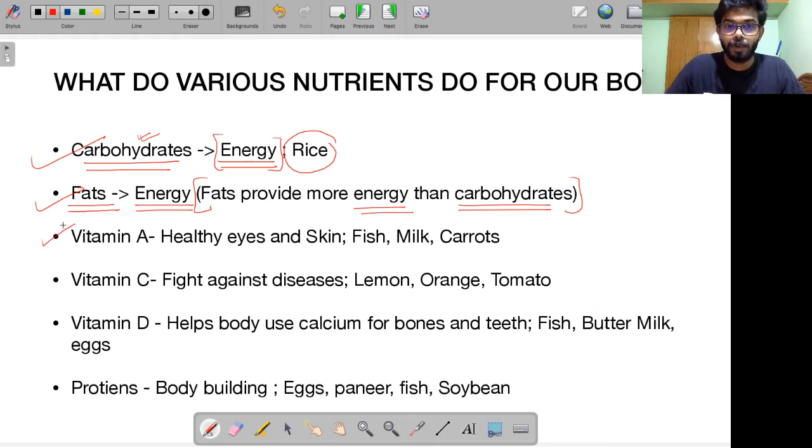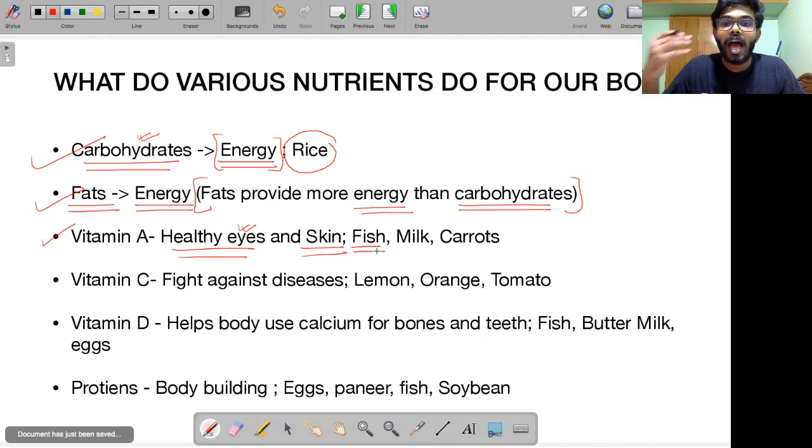This is another major nutrient. Remember, vitamin A ensures healthy eyes and healthy skin. If you go to an eye doctor, they often ask you to consume a lot of fish. Right? Fish is very rich in vitamin A. Vitamin A is required for having very healthy eyes. Okay. Other than that, milk is also rich in vitamin A, and we have carrots that are rich in vitamin A.